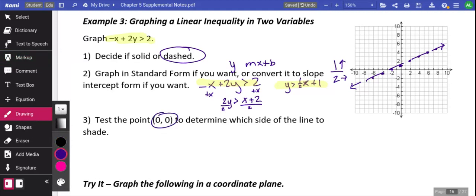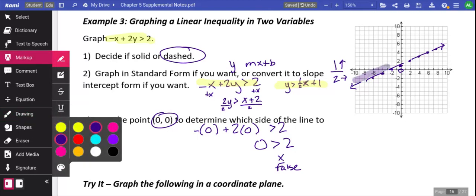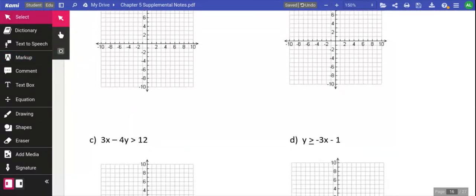Okay, so I'm testing that 0, 0 point, so I'm plugging in 0 for x and 0 for y. This is why we use 0, because it's pretty easy. Okay, 0 greater than 2, that is false. So I can see where 0, 0 is. I'm not shading that side. I'm shading the side that does not include 0, 0. Okay, pretty much the same process for all of these.